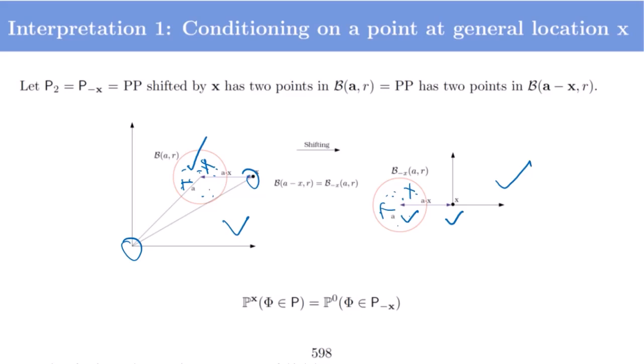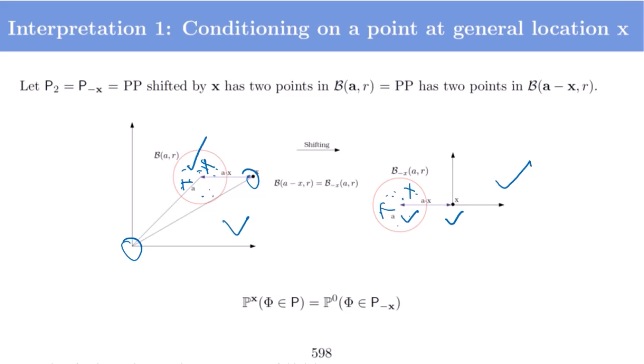So what is this new property? That there are 2 points in this ball, and that ball is located at A minus x with radius r. Or you can see this is also the shifted version of ball A, r when it's shifted by location minus x. So my new property P2 would be that the point process shifted by x has 2 points in the ball of A, r, which is equal to the point process having 2 points in the ball of A minus x, comma r.